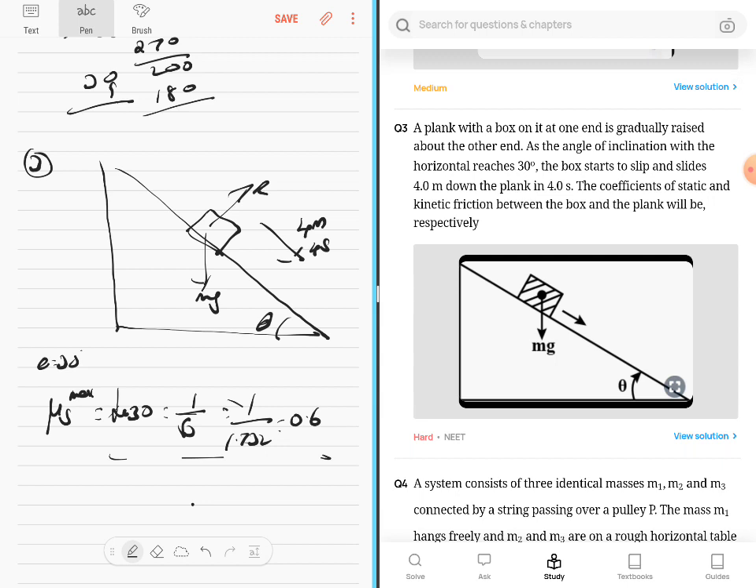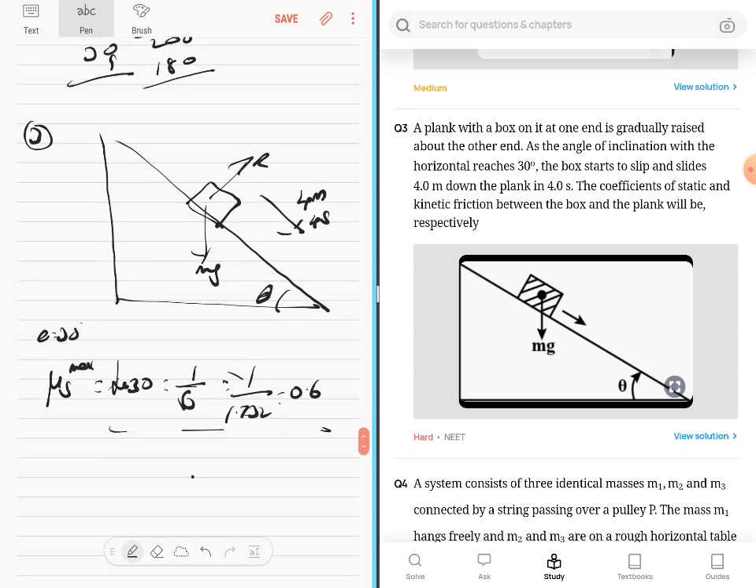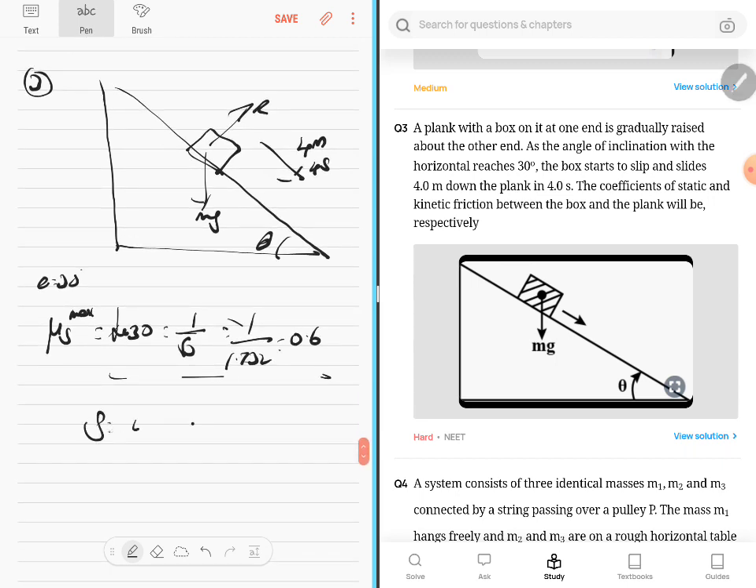The next is they would also like you to find mu k, but to find mu k you need to know the acceleration and so on. So you know that it's falling through a distance of 4 meters. So s is equal to ut plus half at square, where s is the displacement and u is 0, because it starts from rest, and half into at square, where you know that we have to find what the acceleration will be.